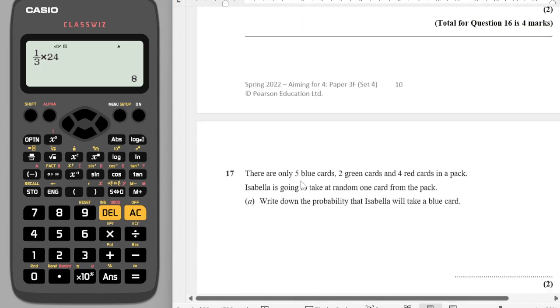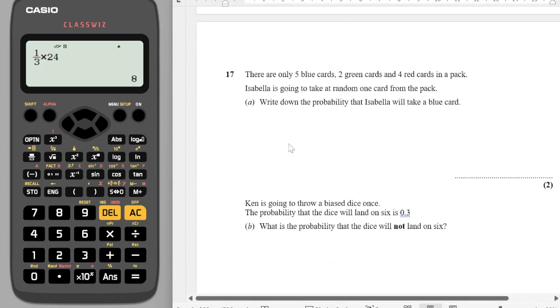Okay, question 17. There are only 5 blue cards, 5 green cards, 4 red cards in a pack. Isabel is going to take at random 1 card from the pack. Write down the probability that Isabel will take a blue card. So we've got 5 blue cards, and we've got a total of 5 plus 5 plus 4. So we've got a total of 14 cards. So it's 5 out of 14.